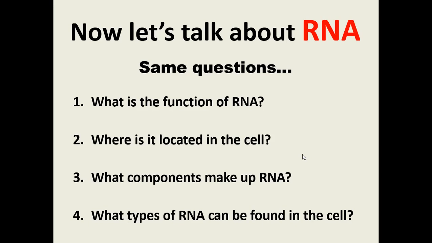All right, so now we're going to do some new stuff. Talking about the same questions, but this time we are going to talk about RNA instead of DNA. What does RNA do? Where is it located in the cell? What is RNA made of? How is it different than DNA? And then a new question 4 there. DNA, there's only one kind of DNA. RNA, we actually have 3 different kinds.